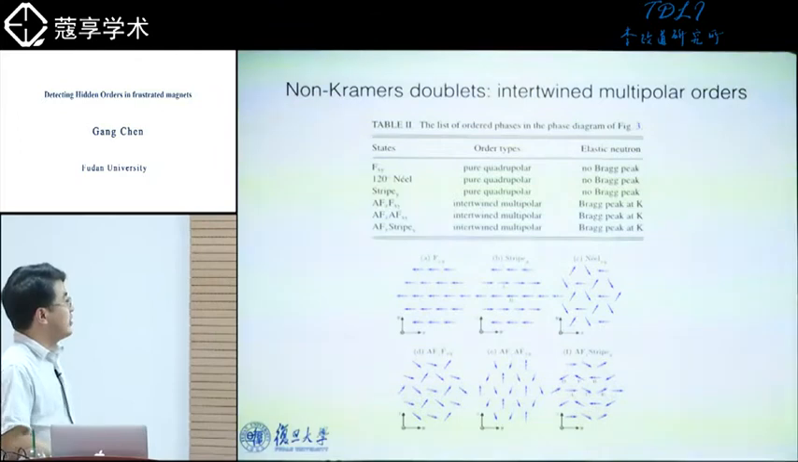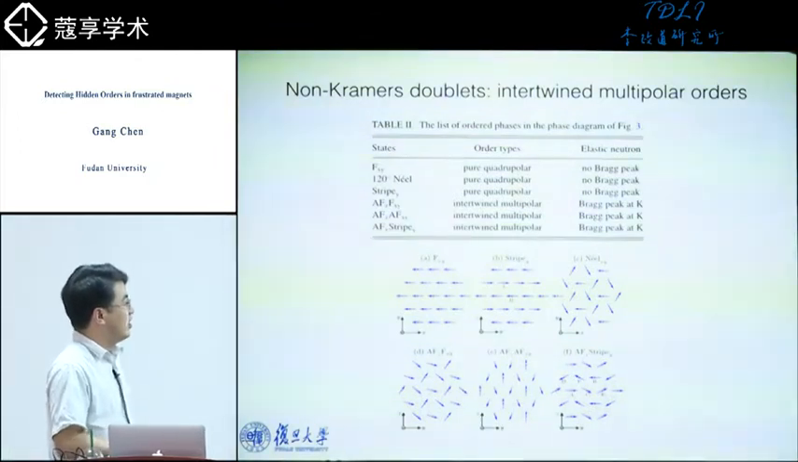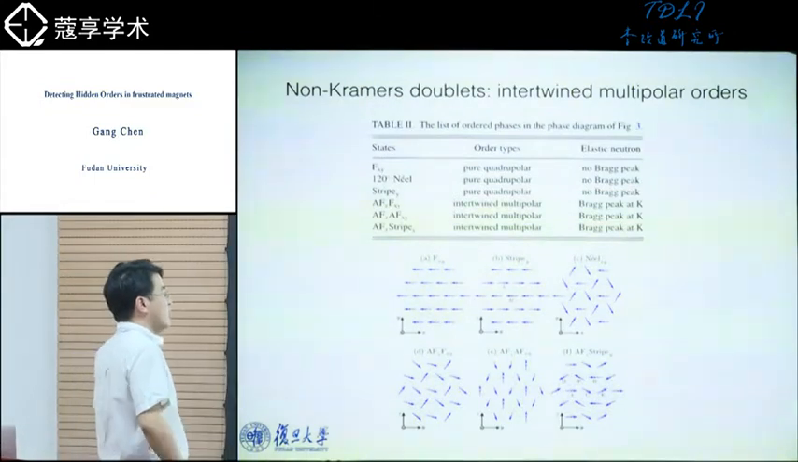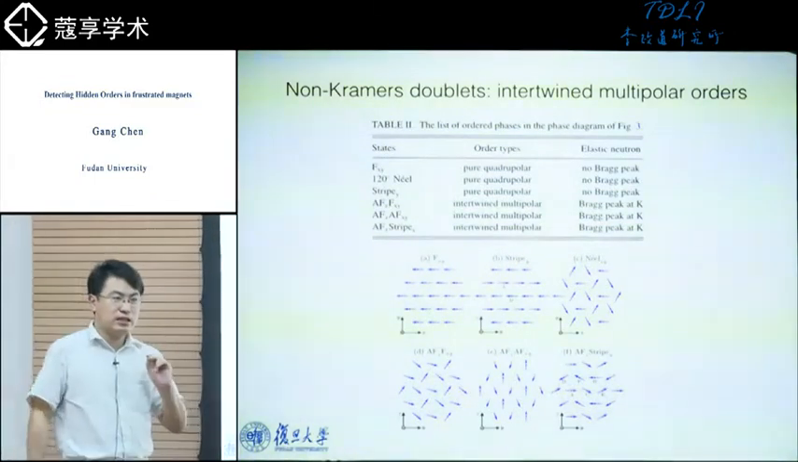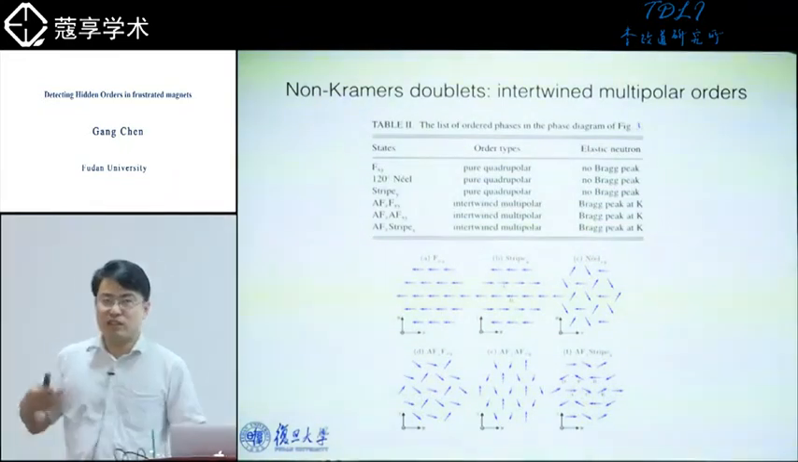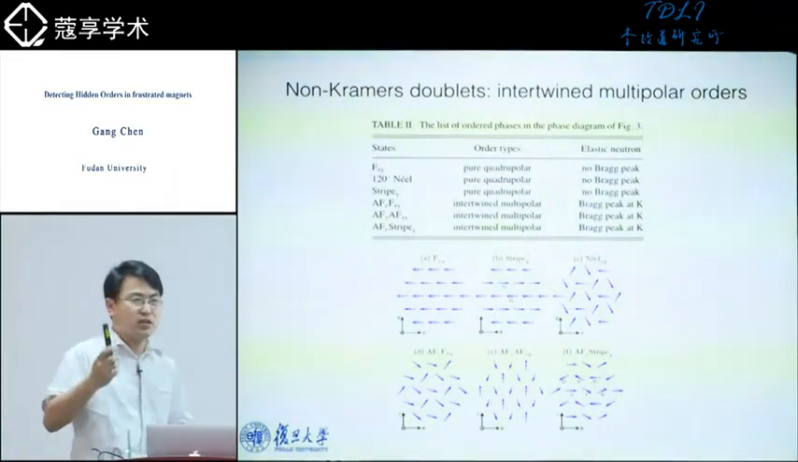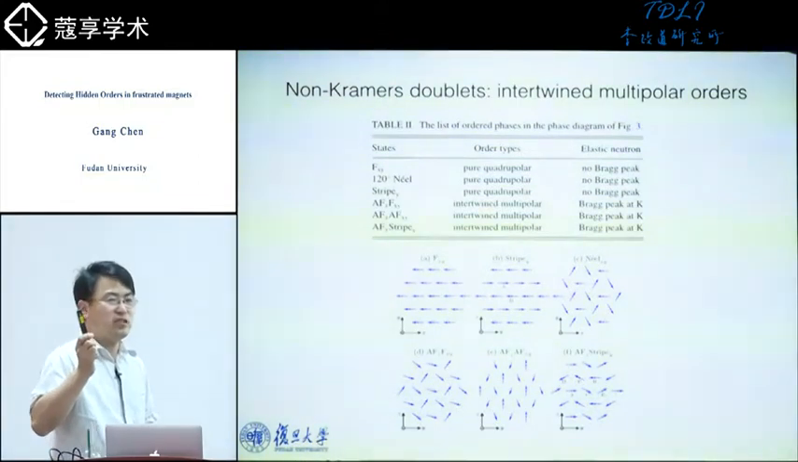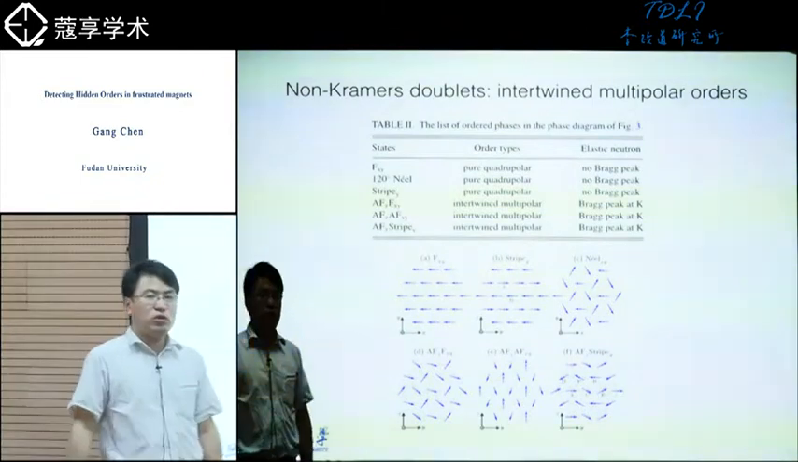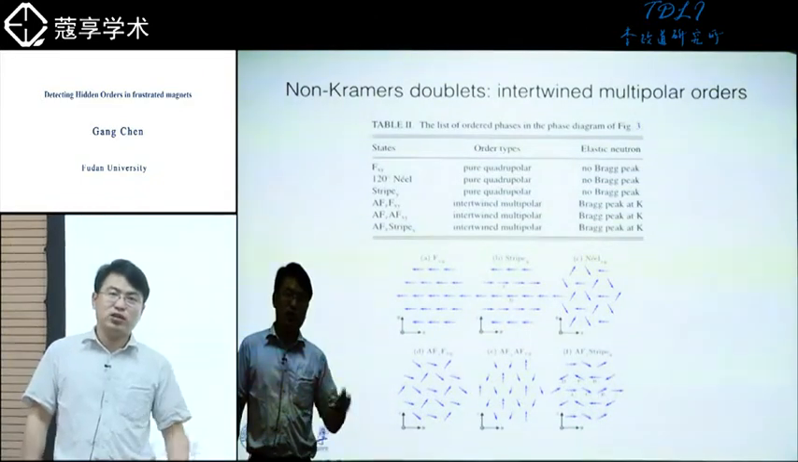Yeah. So this is a list of these orderings in terms of their physical properties. As I said, the XY direction is all even under time reversal symmetry. The Ising component is odd under time reversal symmetry. So this transverse component is actually a quadrupolar moment. It's not a dipolar moment.